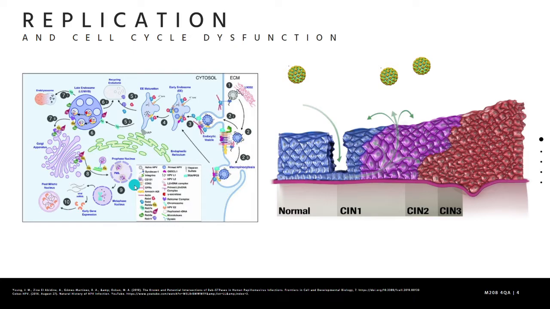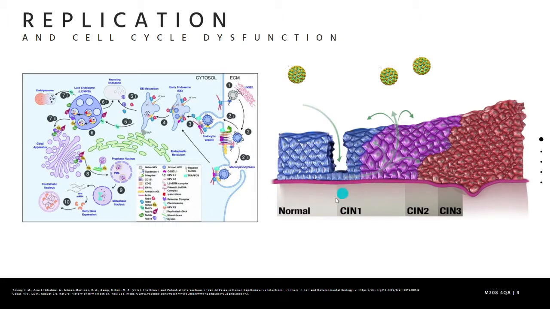And then the genome is released into the nucleus for transcription and translation. In benign lesions, the viral DNA remains located extrachromosomally, meaning it is not integrated into the host chromosome. But for malignant lesions, the HPV DNA is integrated into the host chromosome. Right? And so now going back to this figure.